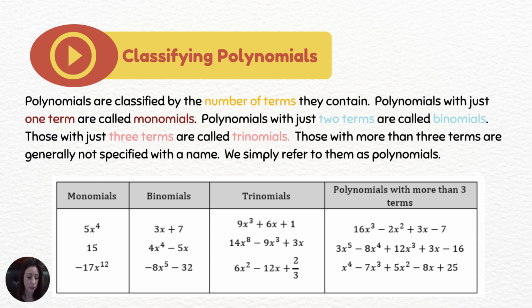I also emphasized that if we didn't have a variable exponent on one of the variables, we could put an imaginary 1, so that it would still actually have a degree.